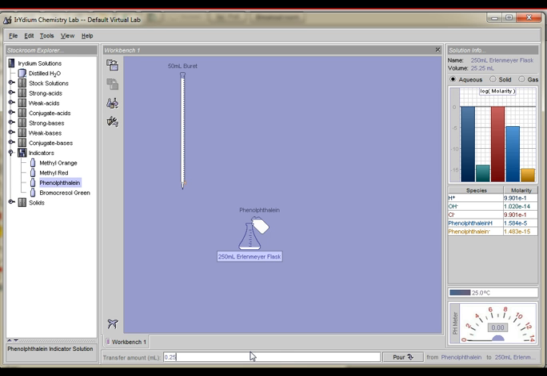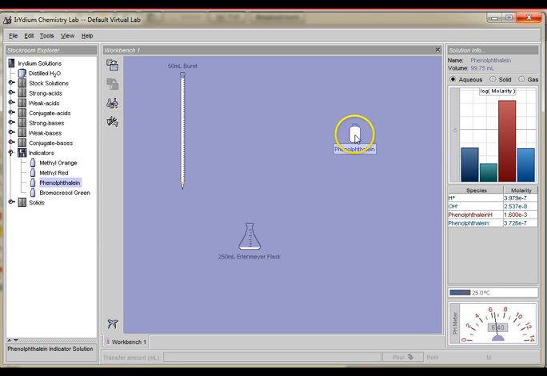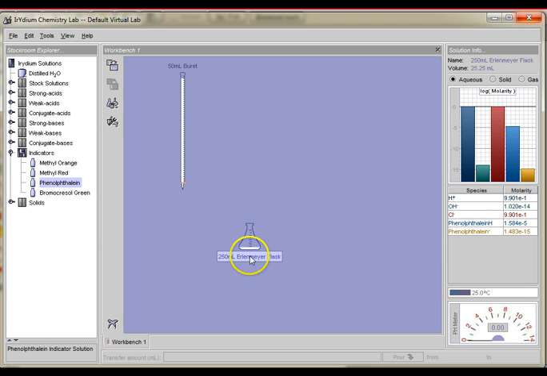That's it. There is a slight change in the H plus and OH minus ions, but it's not a significant change to show a change in the pH. So we're done with the phenolphthalein. We can take it out. Now click on the flask. You can see the volume is 25.25. That means you have 25 ml of acid and 0.25 ml of phenolphthalein indicator in that.